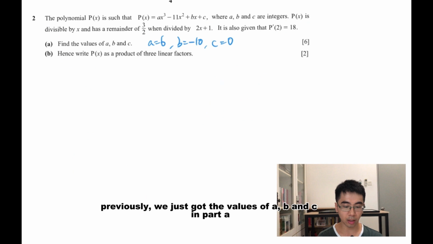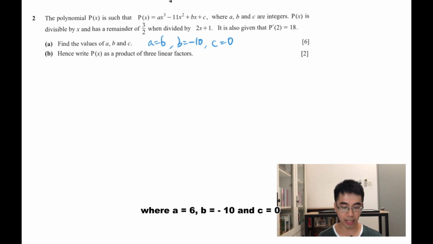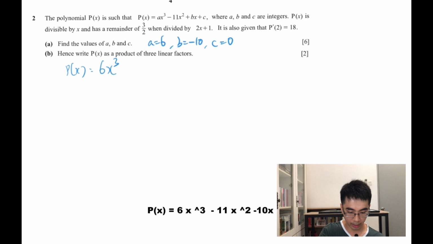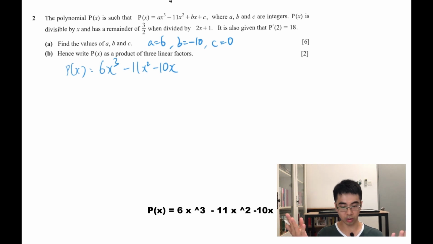Previously, we just got the values of a, b, and c in part A, where a is 6, b is negative 10, and c is 0. So we need to use this. So just write this down. So p of x should be 6x cubed minus 11x squared, and then minus 10x plus c. C is 0, so just that's it.